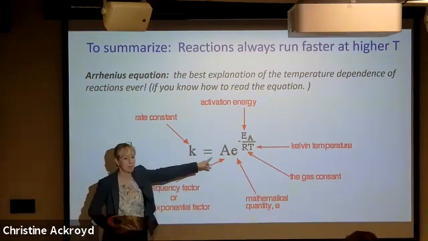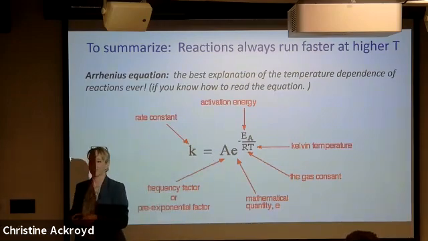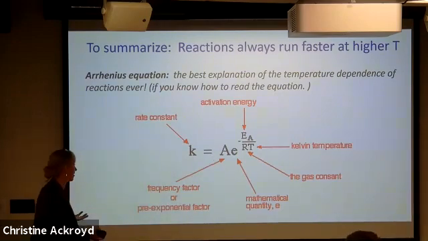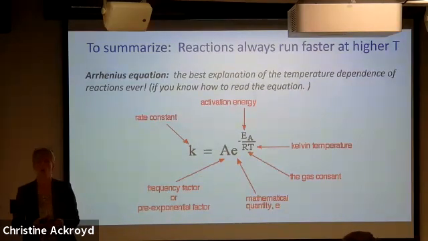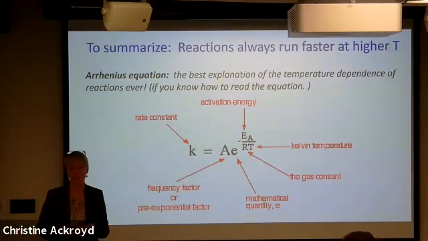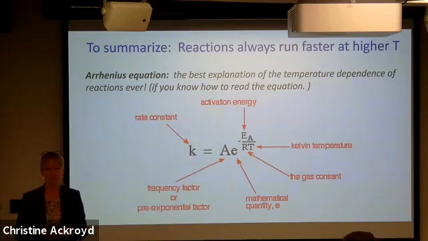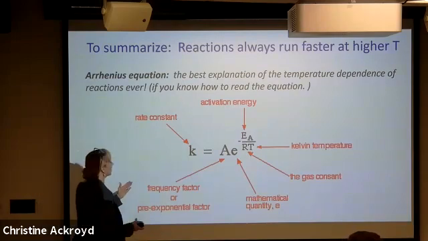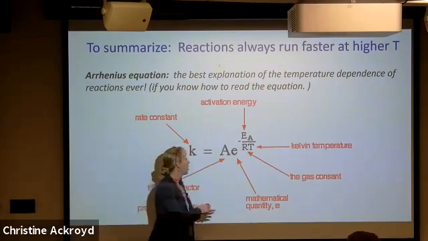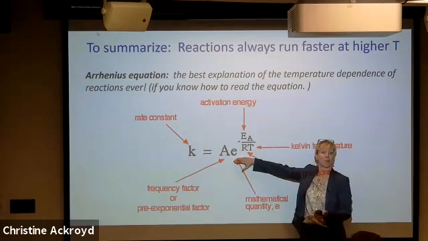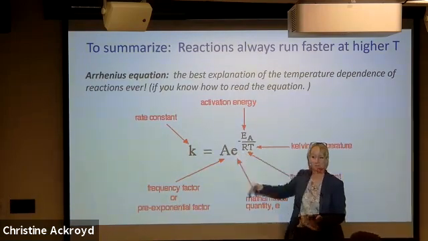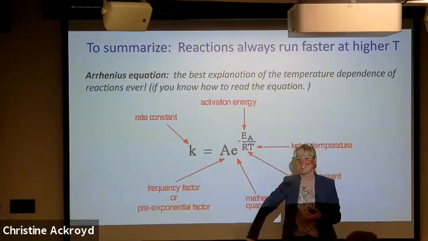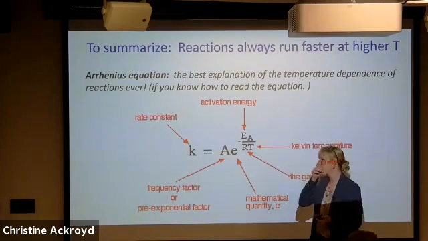Okay, what's A? It's called the frequency factor, which we'll talk about why that is. Sometimes it's called the pre-exponential factor. Why would they choose the name pre-exponential factor? It's a proportionality constant that in the Arrhenius equation comes before the exponential term. So it is the pre-exponential factor, if that helps you remember the name.